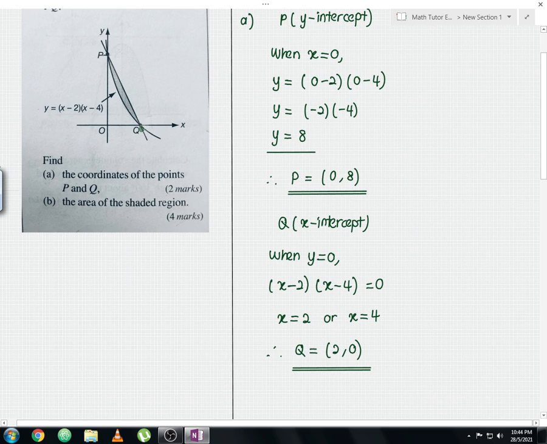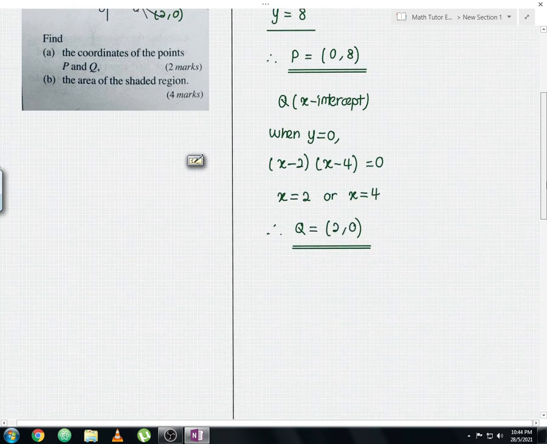Okay, so before moving on into the calculation, let me label this coordinate P and Q over here. So from here, your coordinate P is actually (0, 8), and your coordinate Q is actually (2, 0). Okay, so let us continue our discussion.